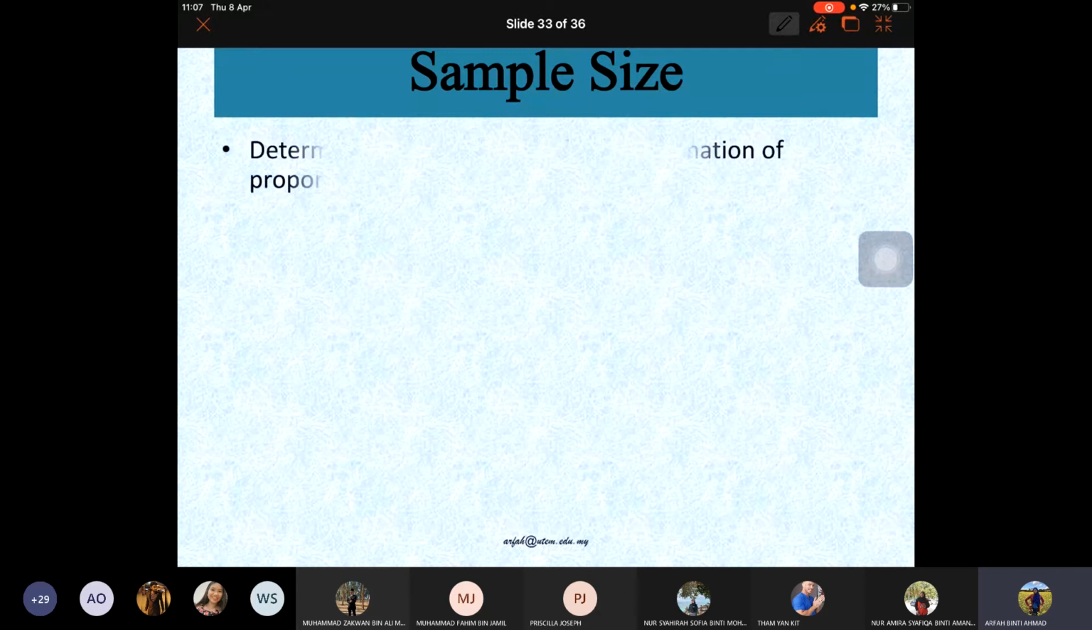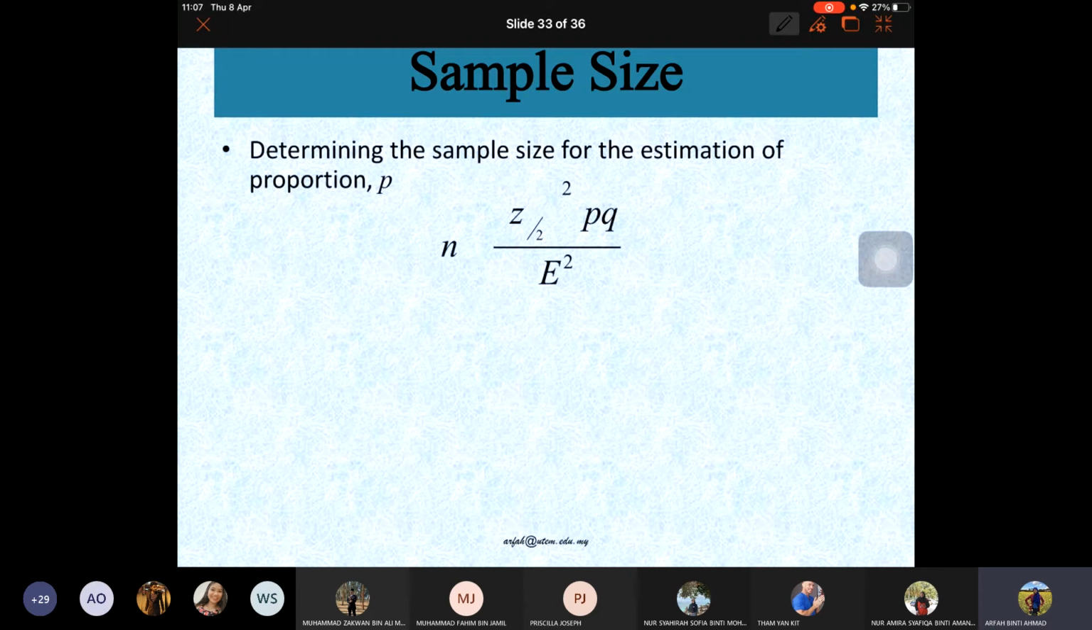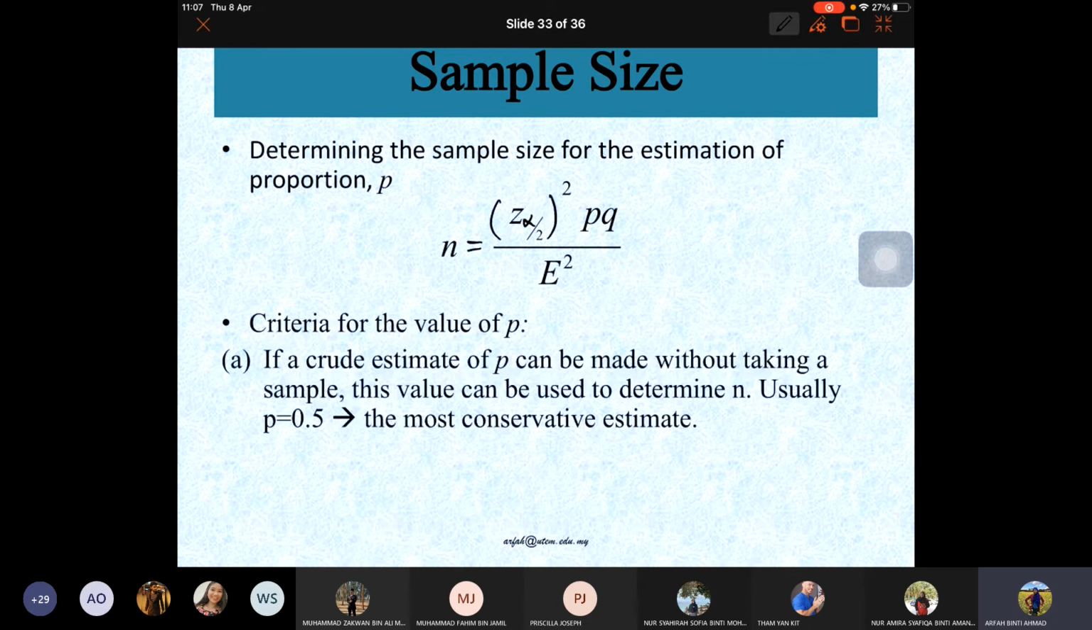And for the proportion, we will make use of this formula in determining the sample size for the estimation of the proportion P. It will be equal to, using the standard normal distribution as well, Z alpha over 2 to the power of 2 multiply with PQ divided by E error term to the power of 2. Okay. So the criteria for the value of P proportion, if a crude estimate of P can be made without taking a sample, this value can be used to determine the sample size N. So selalunya kita akan ambil proportion sama dengan 0.5. So half of the proportion and Q juga akan jadi 0.5.